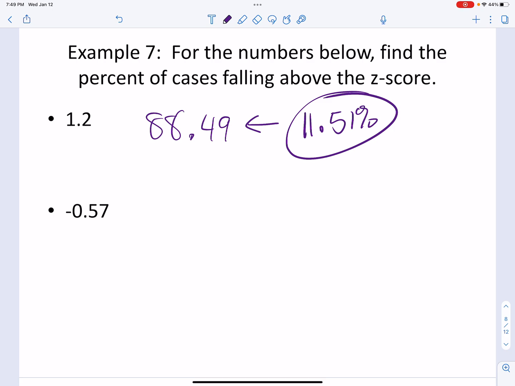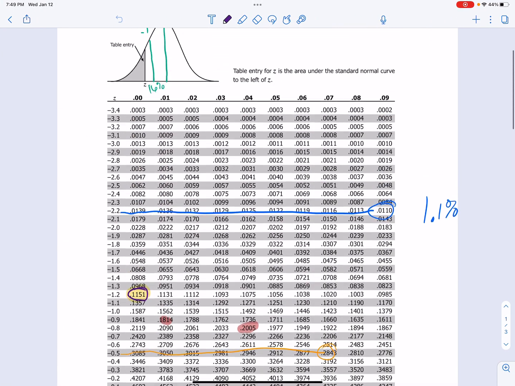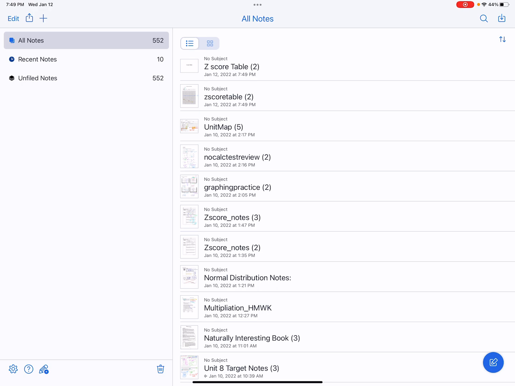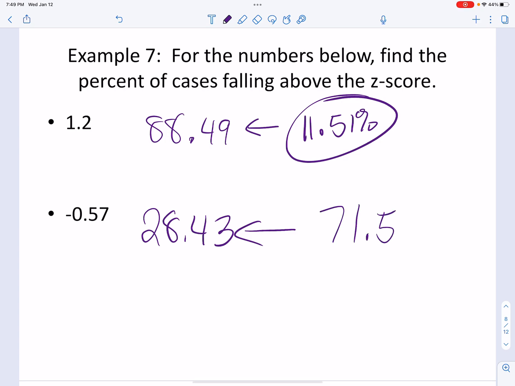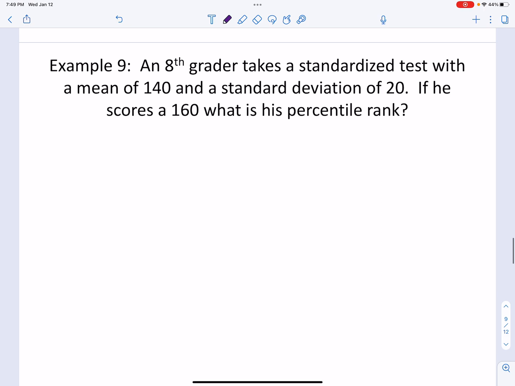Okay, now this is different. So negative 0.57, you're going to have to look on the negative side. Negative 0.57, I think I already did that one. 28.43. This is how many are falling below. So I'm going to do 100 minus 28.43, and so it's 71.57% above.